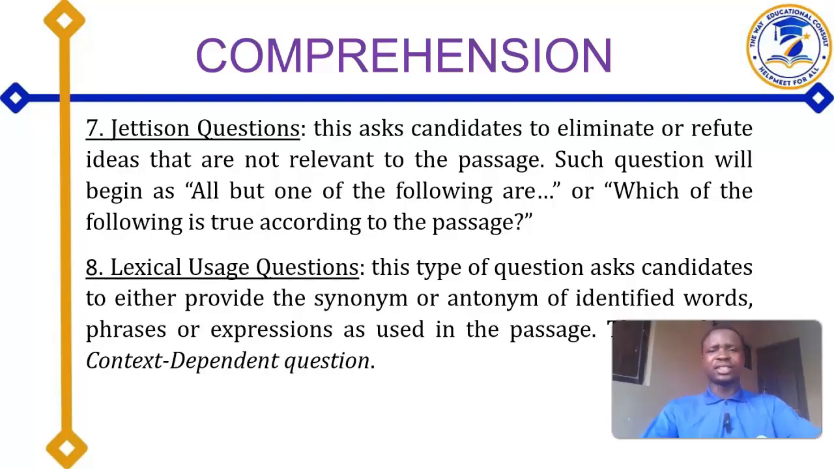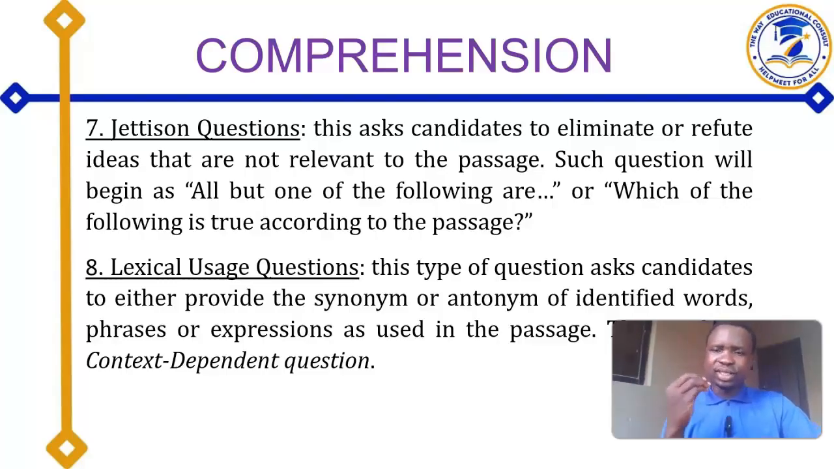Now, judicial questions. That is just from you. It's just a type of eliminating or refuting certain ideas that are not relevant to the passage. You could have something like, "all but one of the following are." That means all are, but one. In fact, let me use simpler ones. Which of the following is true according to the passage? Or, the following are true according to the passage, except. Are we together?